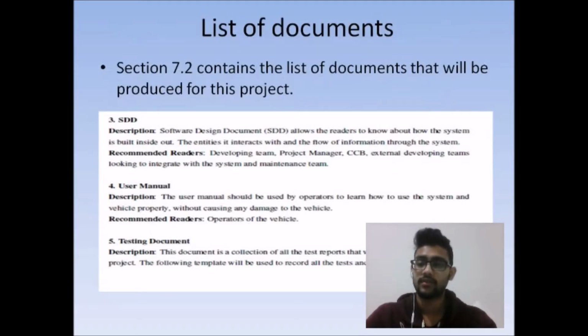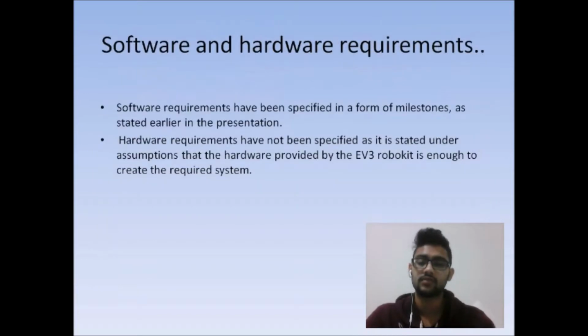List of documents. Section 7.2 contains all the lists of documents that will be produced throughout the project. Software and hardware requirements. Software requirements have been specified in the form of milestones as stated earlier in the presentation. Hardware requirements have not been specified as it is stated under assumptions that the hardware provided by the EV3 RoboKit is enough to create the required system.